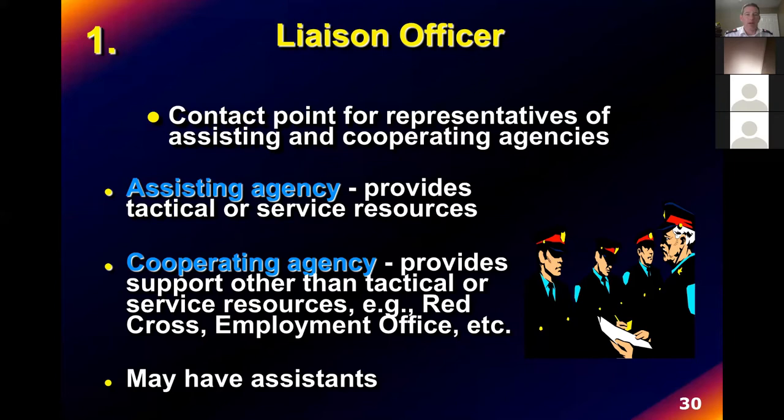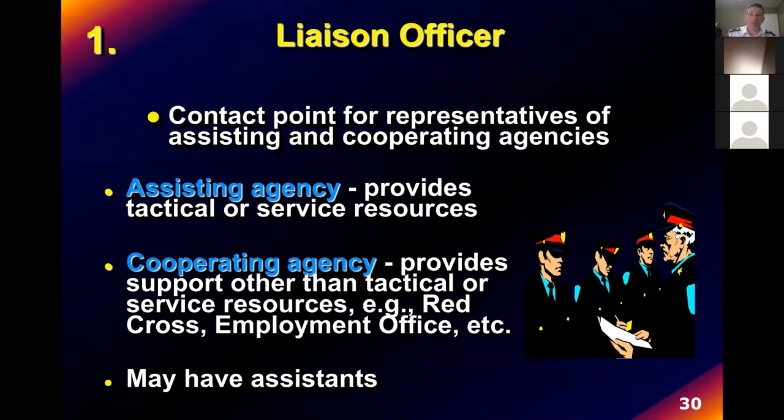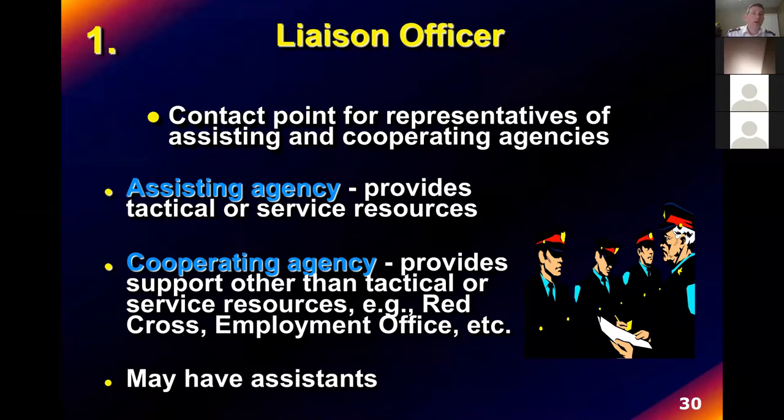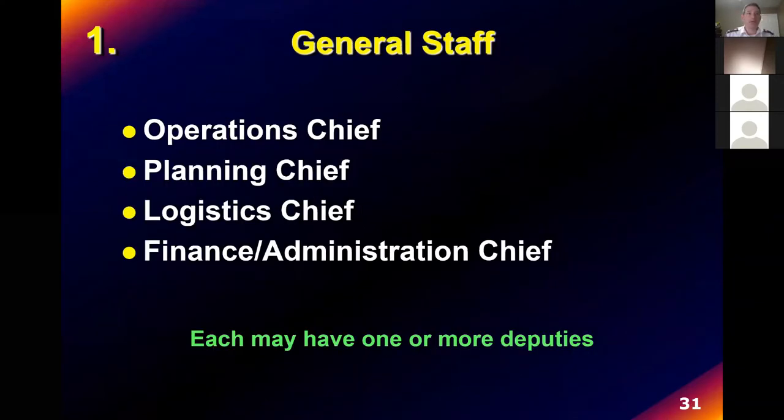And the liaison officer may have assistance as well, just like the safety officer. And like the safety officer, all the assistants should have an appropriate level of technical capability and qualifications. And the role of the assistant is to support the primary position. All right, so we've talked about the command staff. Now we're going to start talking a bit about the general staff, okay?